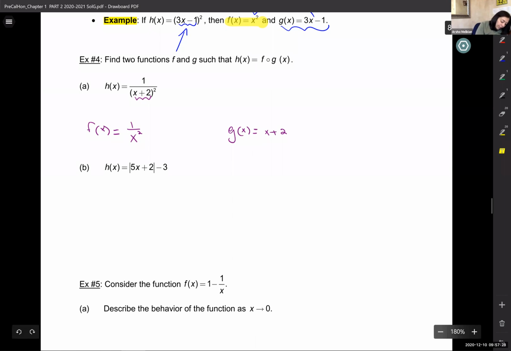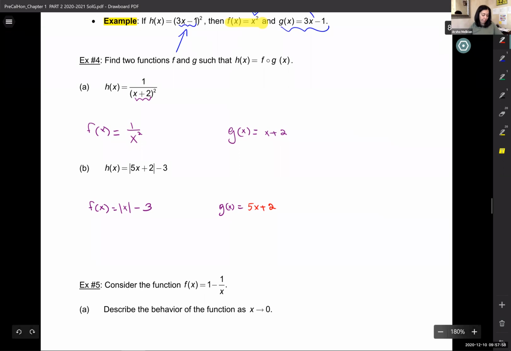Okay, what about this one? Anybody want to take a guess at this one? Outer function, inner function. f of x would be the absolute value of x minus 3. That works for me. Gavi, what do you think the inside function will be? 5x plus 2. Fabulous. I know you were raising your hand before as well. Awesome. Important skill in calculus.